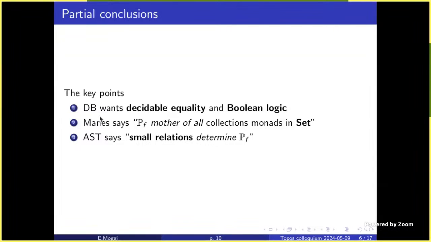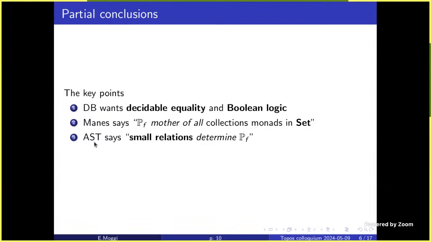So for database languages, we want to have types with decidable equality and a very simple Boolean logic. The work by Bernays says that this finite power set monad is the mother of all collection monads, at least in Set. And what I want to do is to replace this with another collection monad that will be the mother of all collection monads in whatever category you prefer to use for database languages.